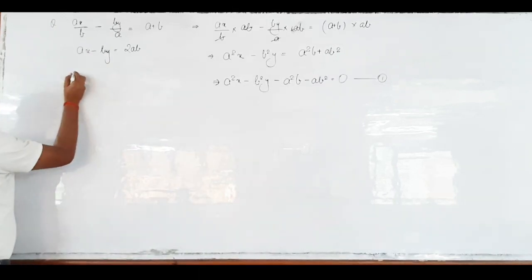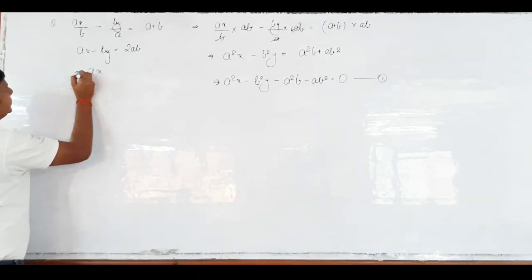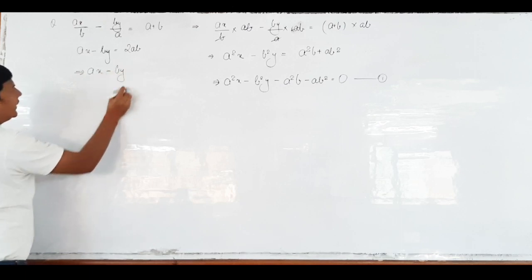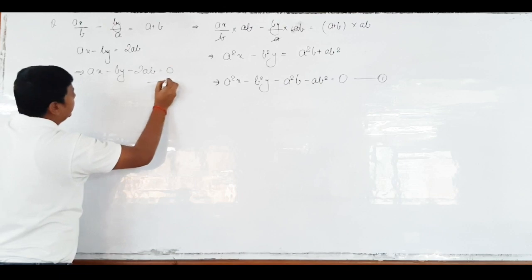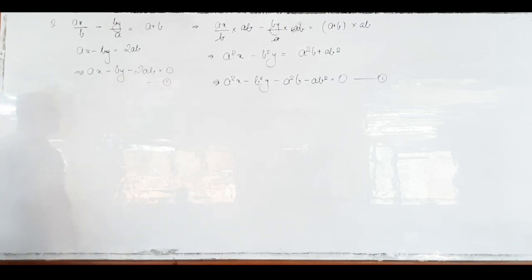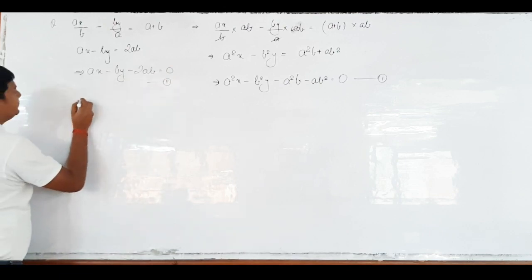Now Ax minus By minus 2AB is equal to 0. That's equation 2. Now we'll write A1.